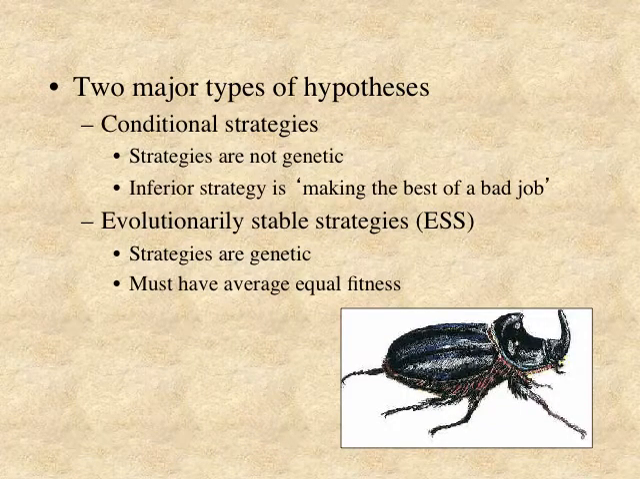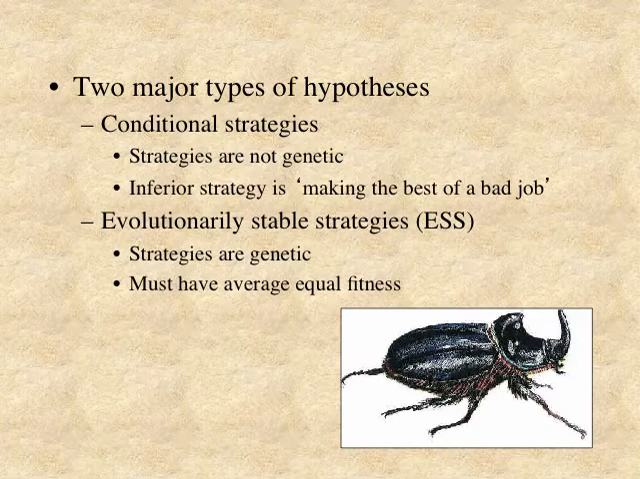There's really two different major ways that these alternative strategies exist in populations. The first is called conditional strategies. Basically, your strategy depends on your condition. This is like the dung beetles that I just talked about. So a large male in good condition adopts one strategy, and a small male in lousy condition adopts a different strategy. Those strategies are not genetically fixed.